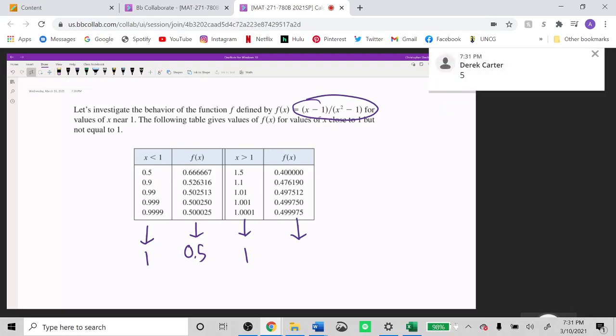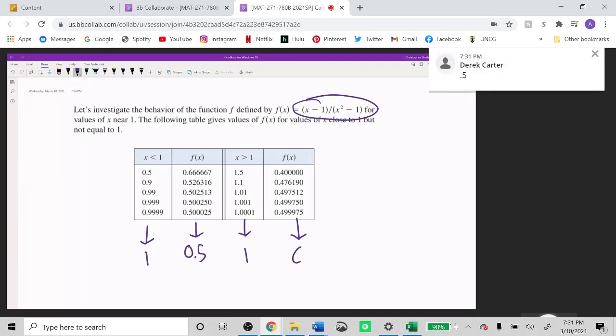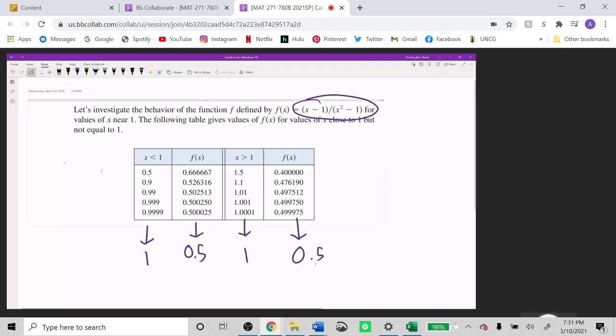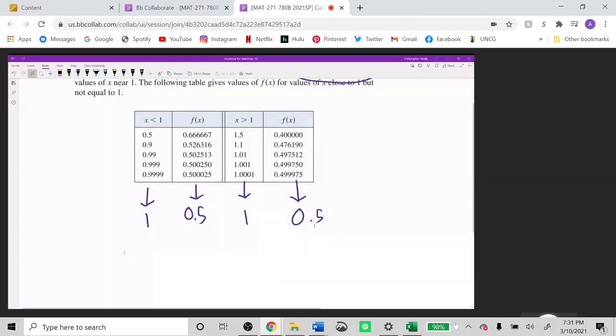Also 0.5. Also 0.5, right? Yeah. So we could investigate the graph of this, right? We'll do that in a second.